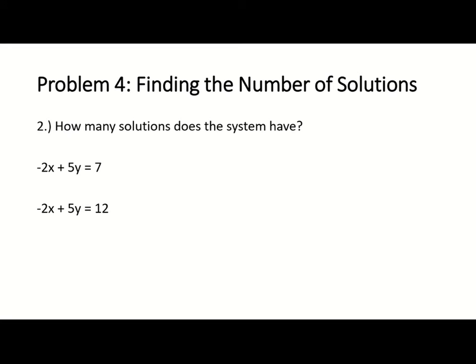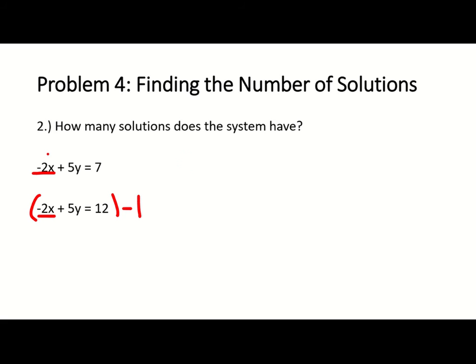Now our last example is number 2 from problem 4. We want to solve the system negative 2x plus 5y equals 7 and negative 2x plus 5y equals 12. So what we're going to do, first look to see if anything cancels. It doesn't. So if I line up my x's, negative 2x and negative 2x, I could get these to cancel if only one of them was positive. So I'm going to need to multiply one of the equations by a negative 1.